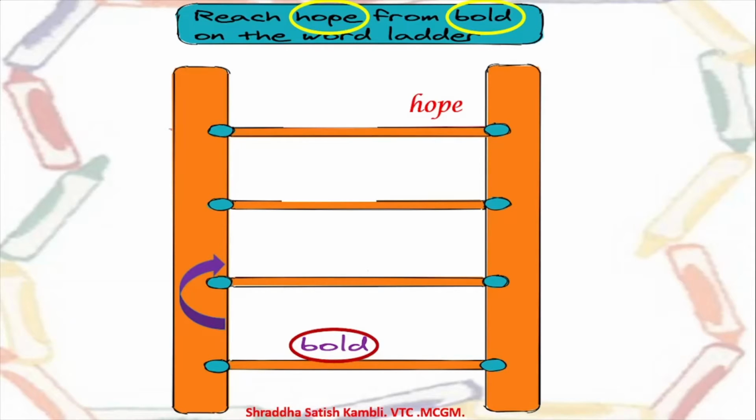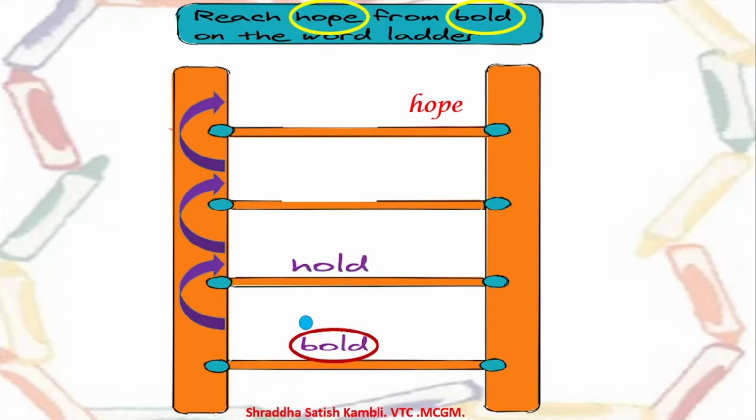You will have to go from bold, you will have to change a letter in bold and go to the next step. There you will have to take the new word which you have got, change a letter, go to the next step. There again you change a letter and you go to the final step where you get the word hope. So come on, let us try and solve this example. Let us try and see how it is done. So let us start with bold. So what will you do in the beginning? You will change the letter B.